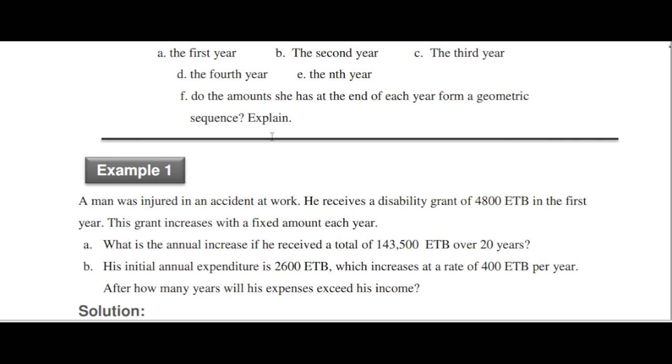Now let's go to the next example. Example 1: A man was injured in an accident at work. He received a disability grant of 4,800 ETB in the first year. This grant increases by a fixed amount each year. What is the annual increase if he received a total of 143,500 ETB over 20 years? Number B: His initial annual expenditure is 2,600 ETB, which increases at a rate of 400 ETB per year. After how many years will his expenses exceed his income?